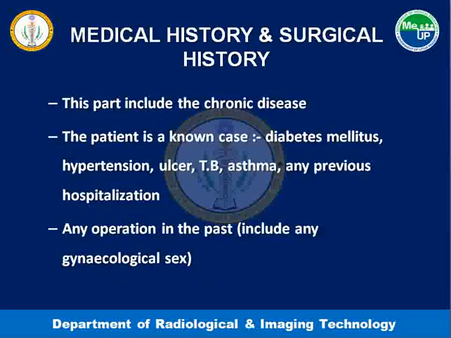The medical history and surgical history include information about chronic diseases. Is the patient a known case of diabetes mellitus, hypertension, ulcer, TB, asthma? Any previous hospitalization? Any operation in the past, including any gynecological surgery?